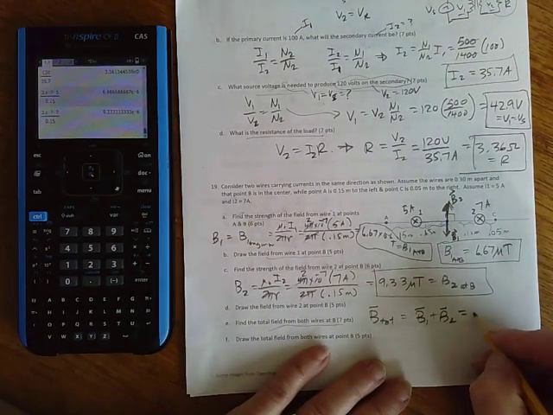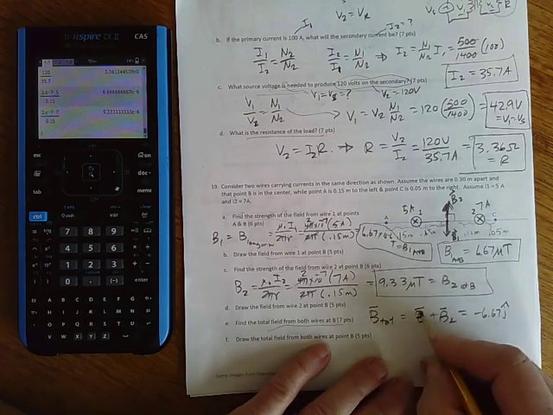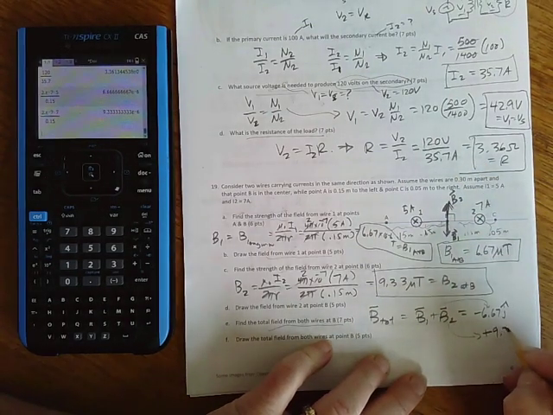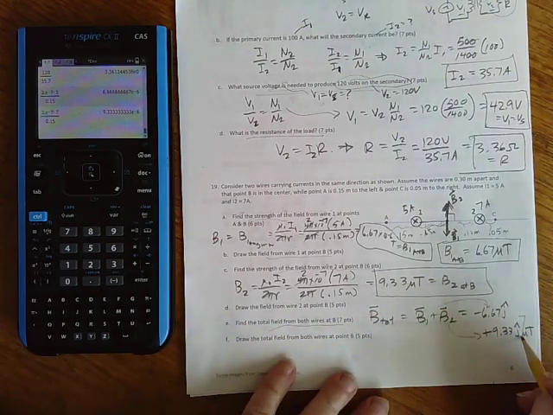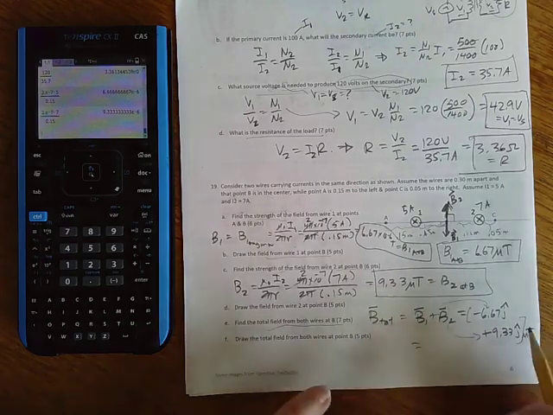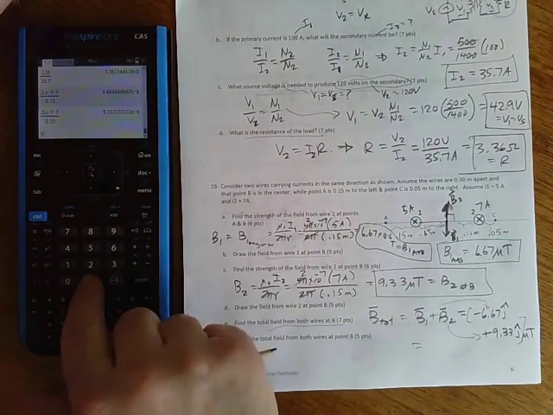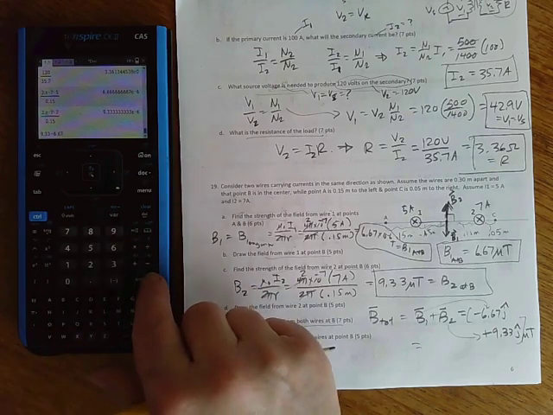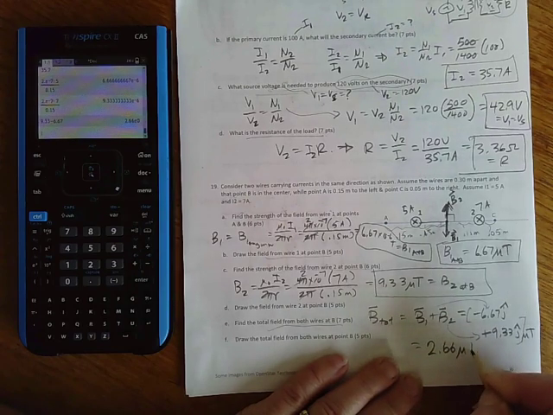So B1 is going to be negative 6.67. We can call it J hat. And then B2 is going to be plus, because it's going up, 9.33 J hat. And these are all microteslas. Okay. Anyway, we've got to hopefully realize that they're going opposite directions. Since B2 is up, we'll take that as positive. So 9.33 minus 6.67, 2.66. So B total is 2.66 microteslas in the J hat positive direction, right?